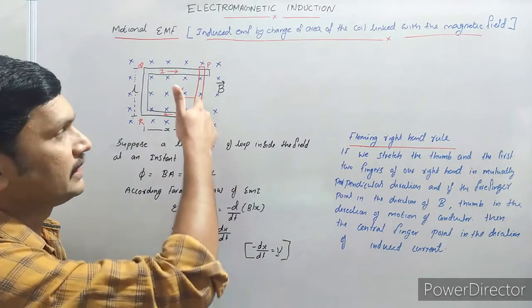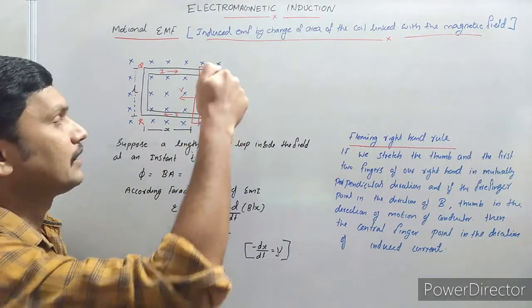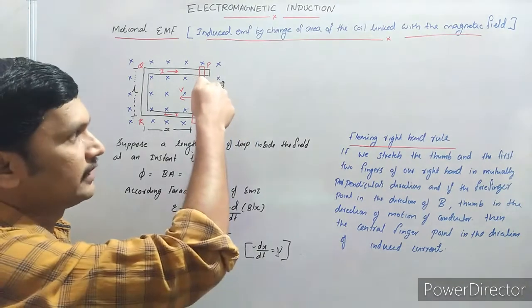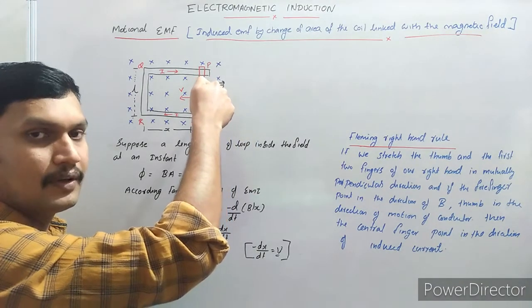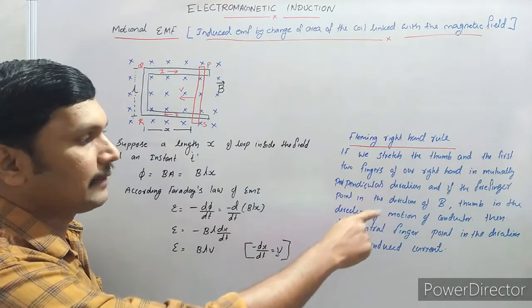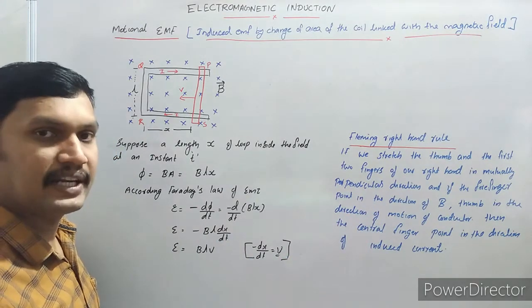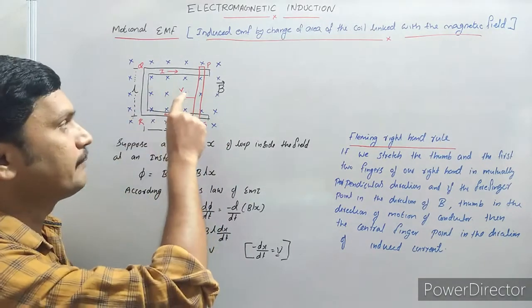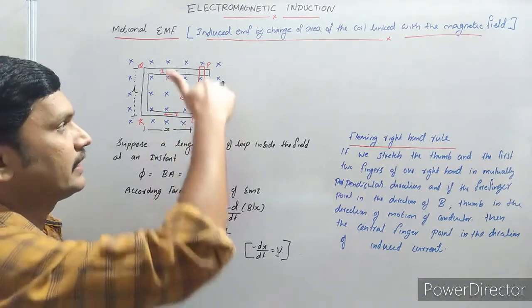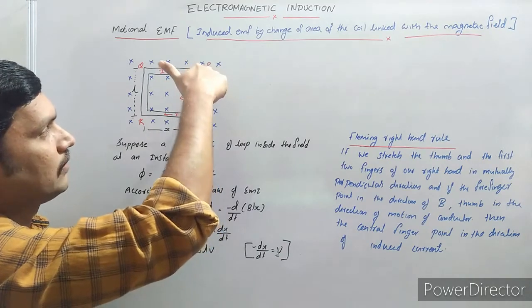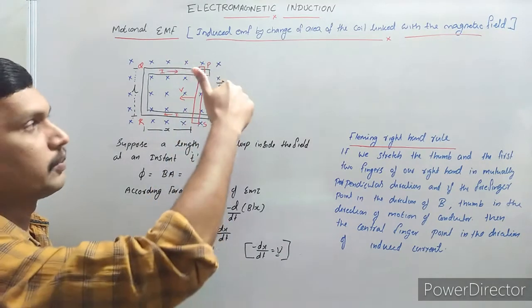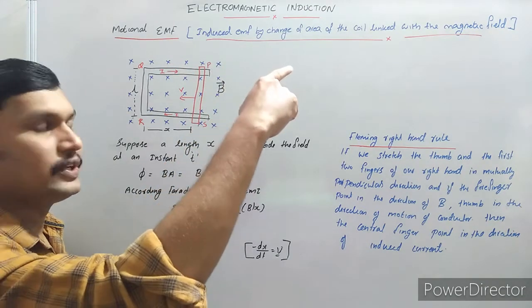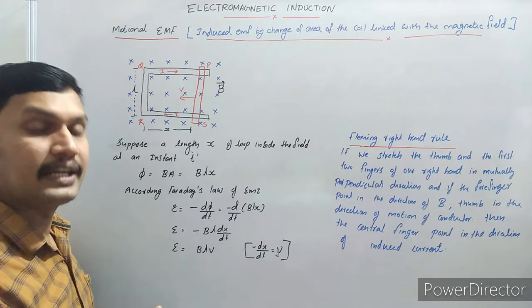First, the forefinger is in the direction of magnetic field. Here the magnetic field is perpendicular to the plane of the board and directed inward, so the forefinger is in the direction of magnetic field. Now the thumb is in the direction of motion of this conductor. In this situation, the conductor is moving towards the left, so the thumb is in the direction of motion. Now the thumb is in the direction of motion and the forefinger in the direction of magnetic field, so the middle finger gives the direction of current.